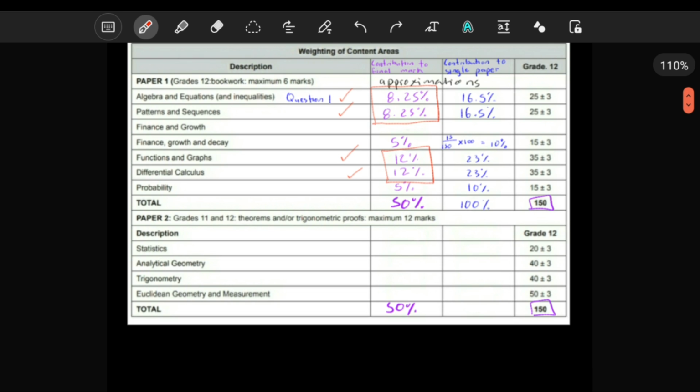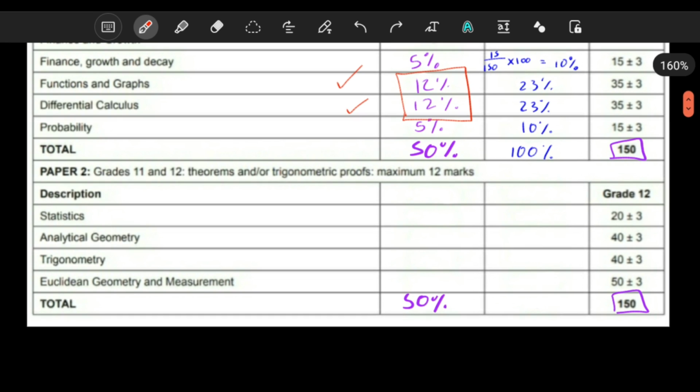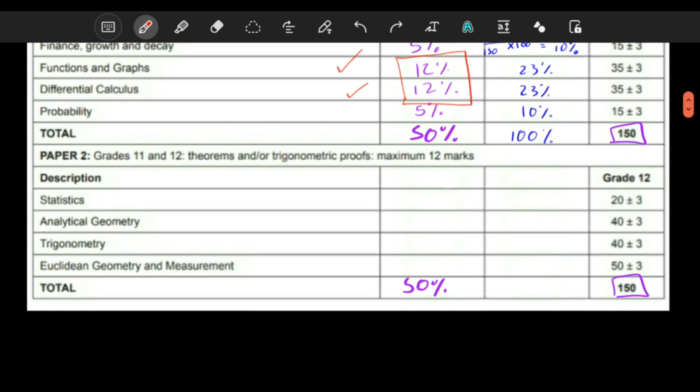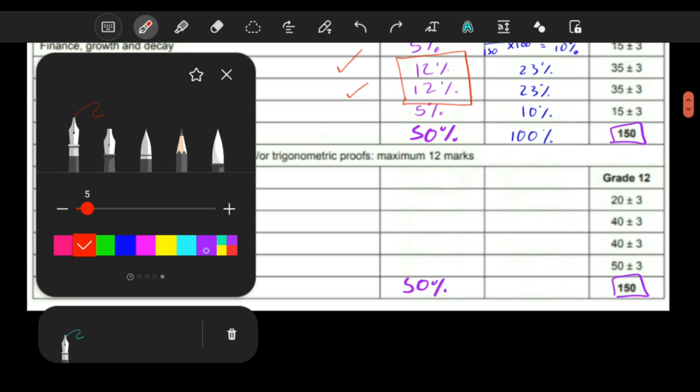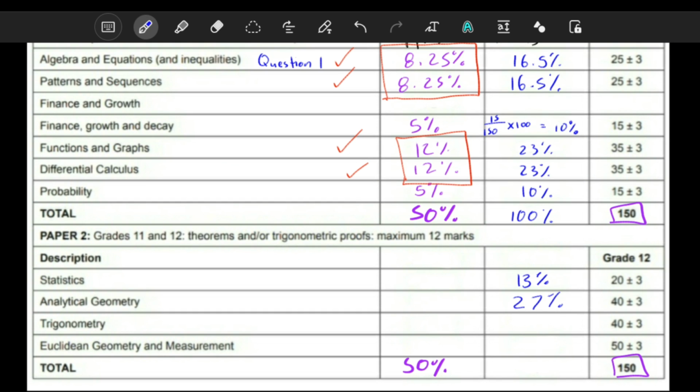Now what we have done here, what I recommend is you do the same for paper 2. Literally just work out the percentages of each of these, and then obviously you're just going to divide those by 2, and then you're going to be able to see exactly how much each of those contribute to your final mark. So let me just quickly do it for paper 2 here.